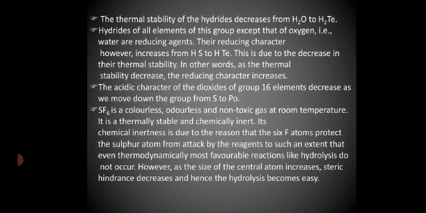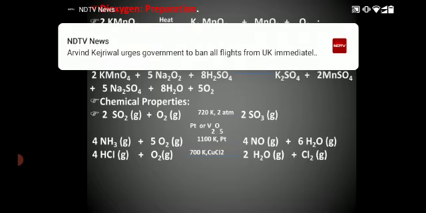So in this way we find these are the different oxides, halides and oxoacids of group 16 elements. Now coming to the group 16 element, we have oxygen.